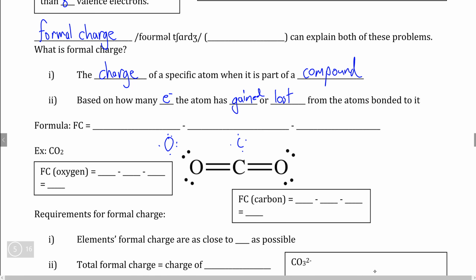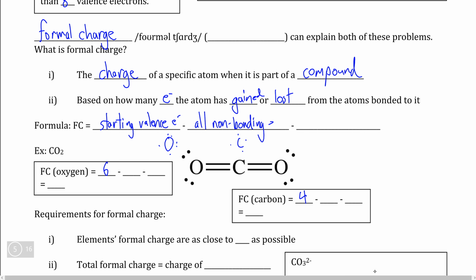We start by counting the starting number of valence electrons. So again, in the case of oxygen, this would be 6, and in the case of carbon, this would be 4. Next, we look at what the element looks like in the compound, and we subtract from the starting number of valence electrons all non-bonding electrons.